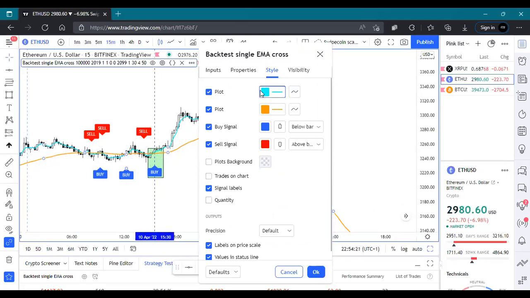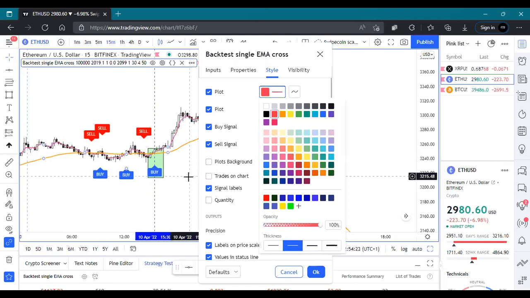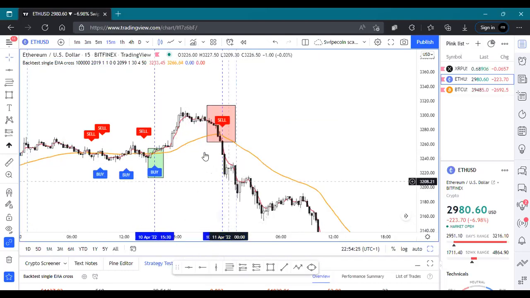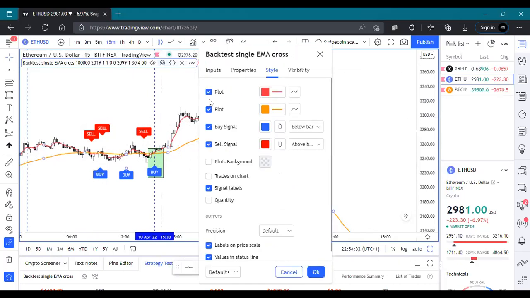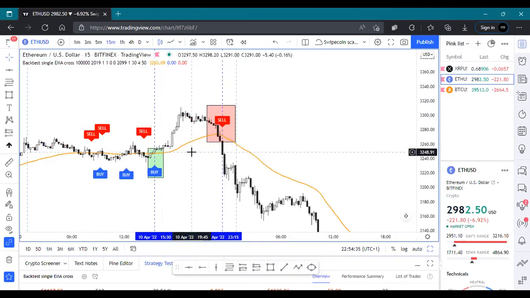So look at it, it's still the same thing. Crosses up, a buy alert comes. Crosses down, a sell alert comes. I don't like showing that. I just like my chart clean. So if you want to keep yours on, you can actually keep yours on. So basically this is what happens.